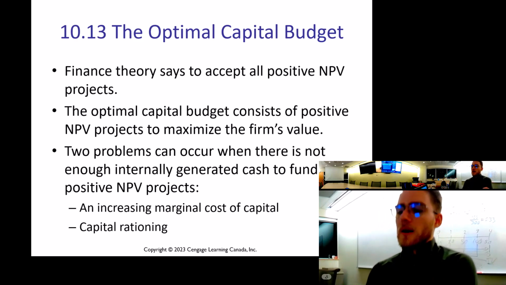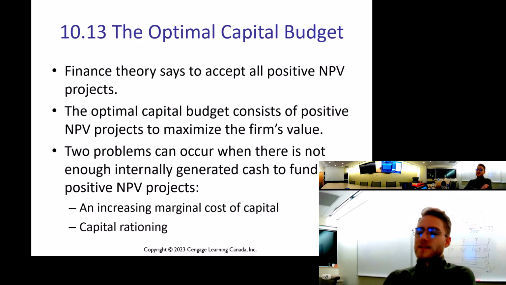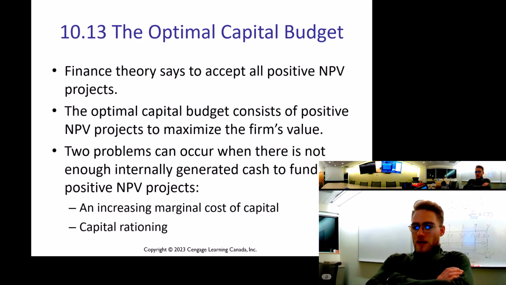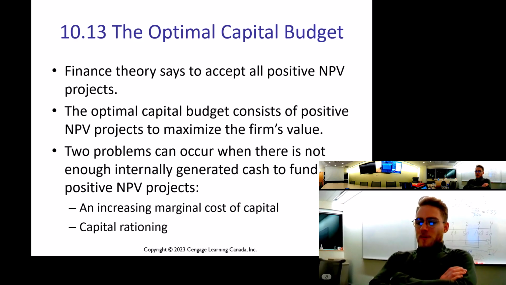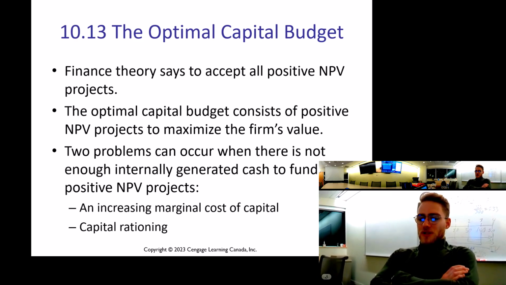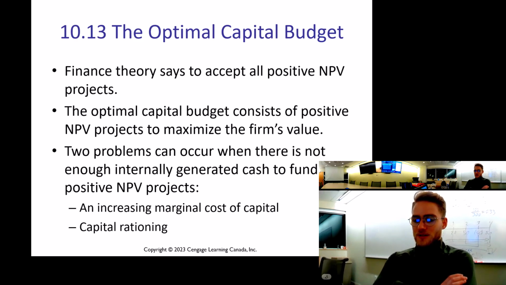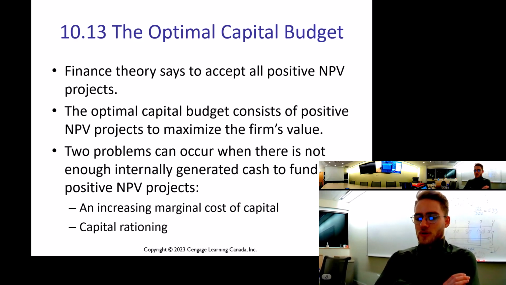So the optimal capital budget: finance theory says to accept all positive net present value projects. The optimal capital budget consists of positive NPV projects to maximize the firm's value, and then 2 problems can occur when there is not enough internally generated cash to fund all positive NPV projects. So you have an increasing marginal cost of capital, and then you also have capital rationing as well.